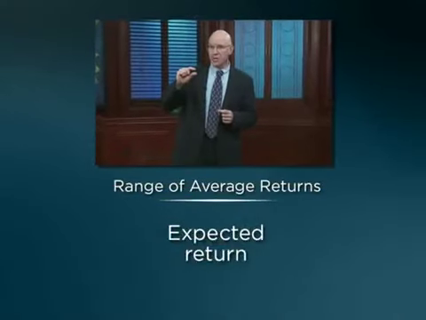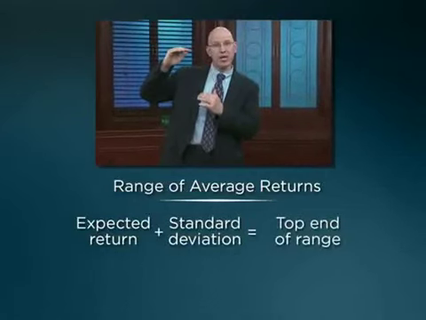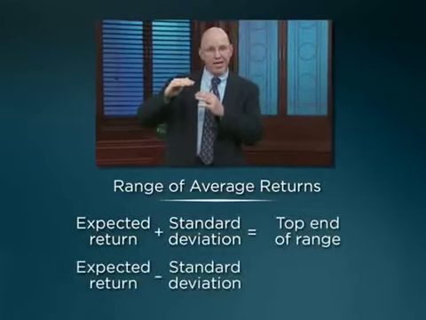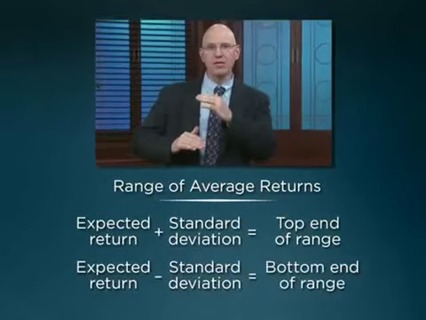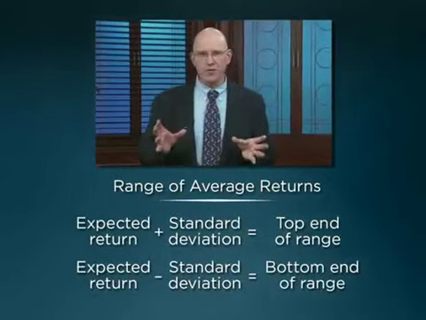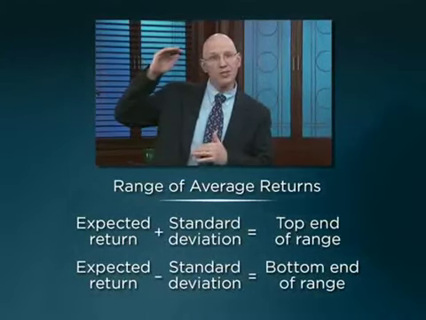We can use the standard deviation of returns to form a range of average returns. To construct this range, we take the expected return and add the standard deviation of returns to it to get the top end of this range. Then we subtract the standard deviation of returns from the expected return to get the bottom end of the range. Now, there's a well-known rule of thumb which says that about two-thirds of all returns will fall within this range.